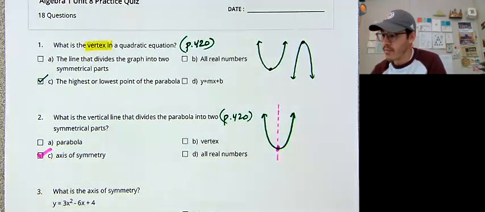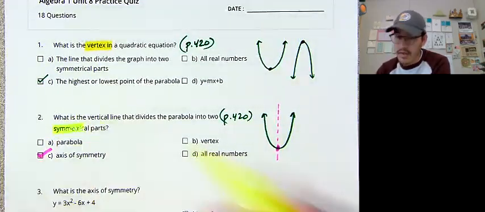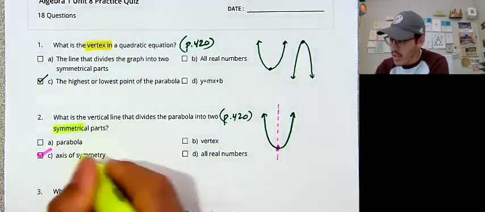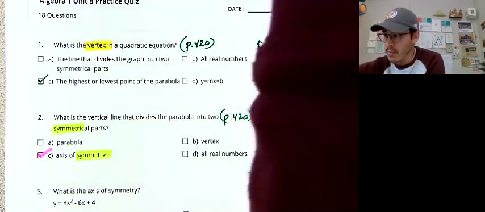That one was kind of easy. If you just look at the question, you see the word symmetrical in the question, and the word symmetry is in the name of this line.